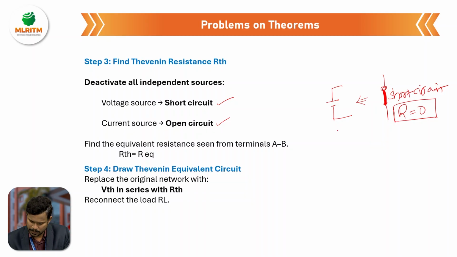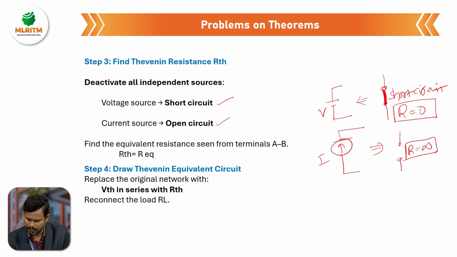If any current source is present, this current source is replaced with its internal resistance. The current source's internal resistance is R equal to infinity, and the resistance of an open circuit is infinity. So make it an open circuit. If a current source is present in the circuit, that current source is replaced with an open circuit. That is step number 3.